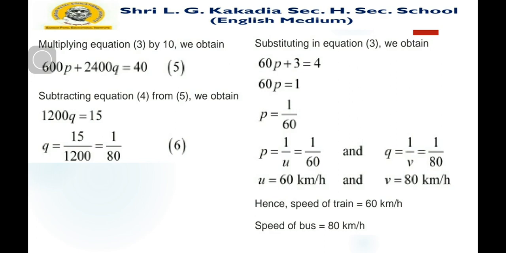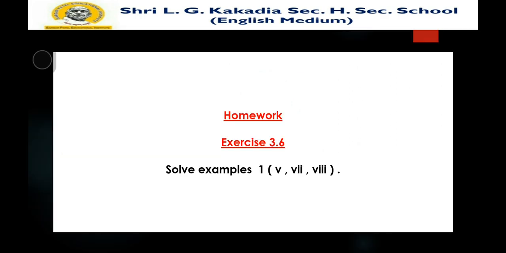By this way you can solve some examples from exercise number 3.6. There are some examples given, in first example 5, 7 and 8. In simple form you just use the reducing method, and after that you use any one method, substitution method, elimination method, or the given cross multiplication method. You can find the value of the given unknown variables.